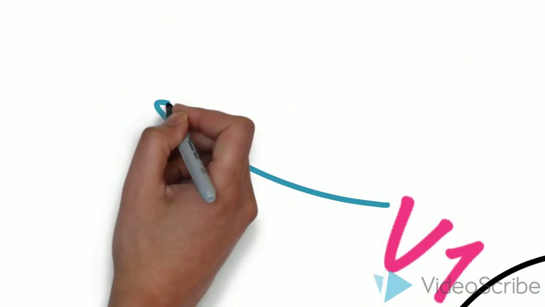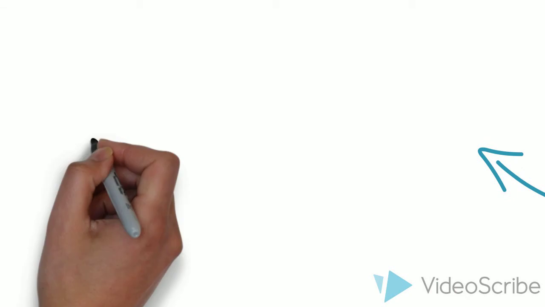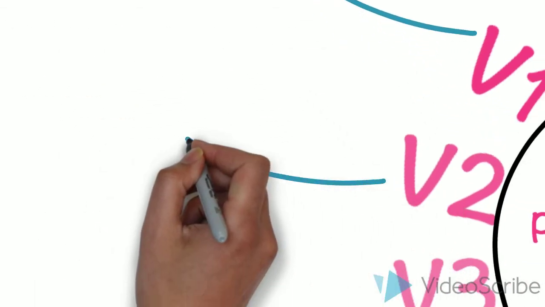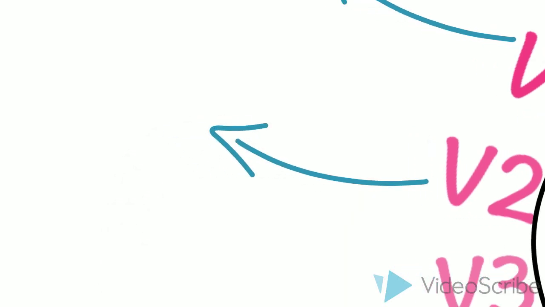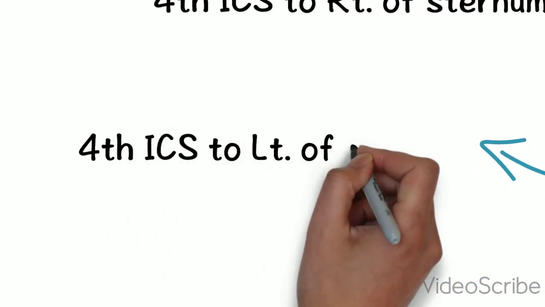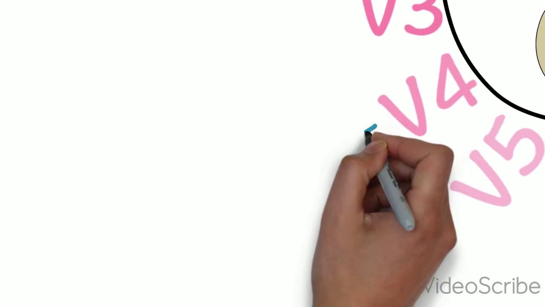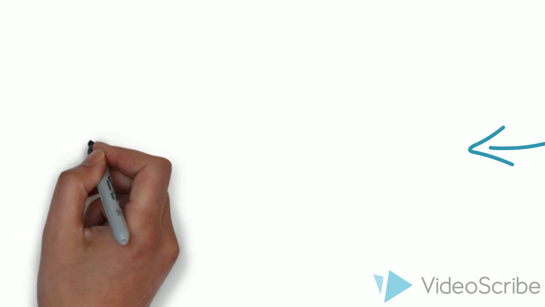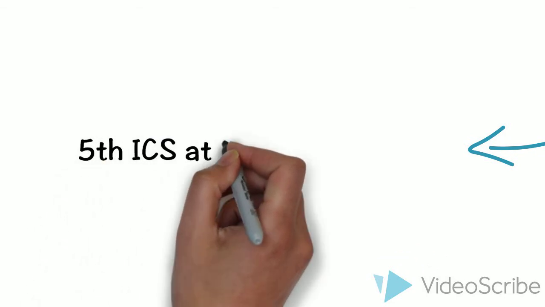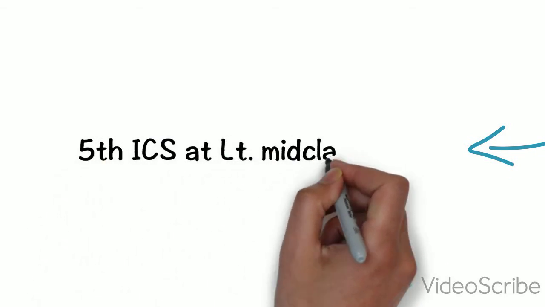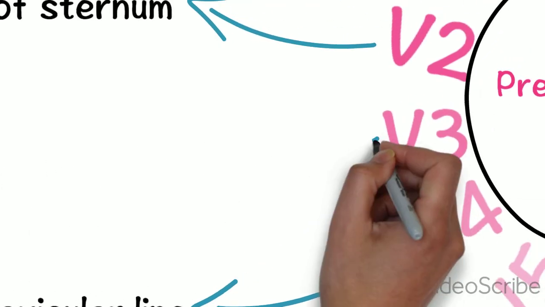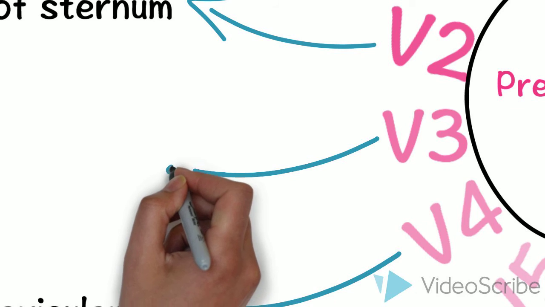Starting with V1, it's in the 4th intercostal space to the right of the sternum. V2, exactly in the opposite direction, in the 4th intercostal space to the left of the sternum. Skip V3 and continue with V4, in the 5th intercostal space at the left mid-clavicular line. Back to V3, and then put it between V2 and V4.